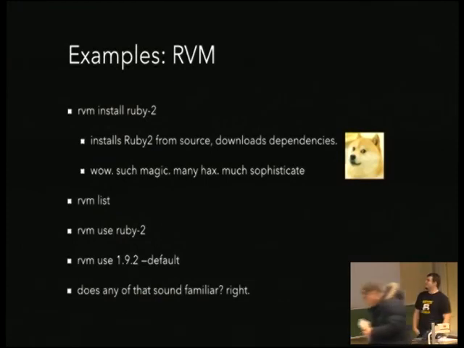So what you do is basically install Ruby 2. It downloads the source code and installs it. You can do an RVM list, RVM use Ruby 2, RVM use Ruby 1.9.2 and set it as default. And as a shell, sounds familiar, right? You can do it with modules as well.